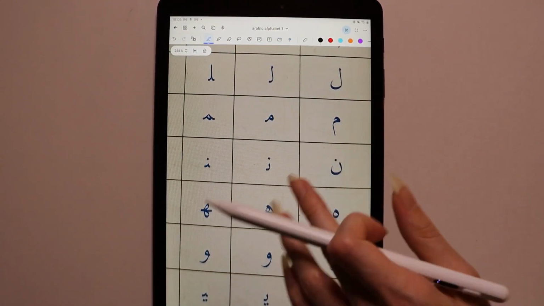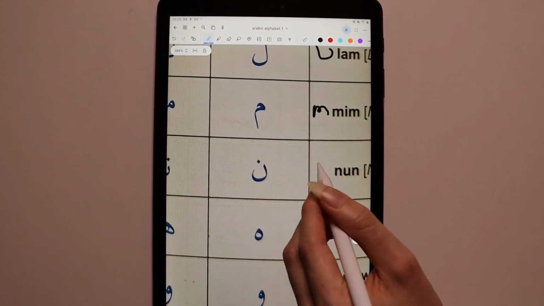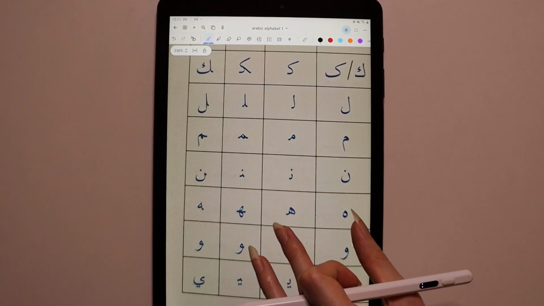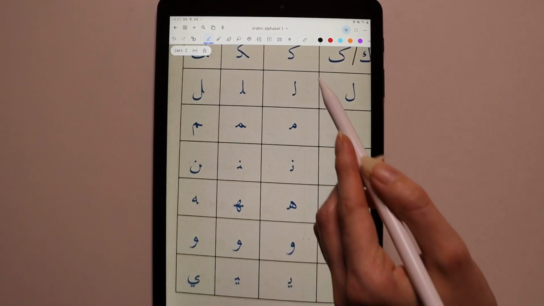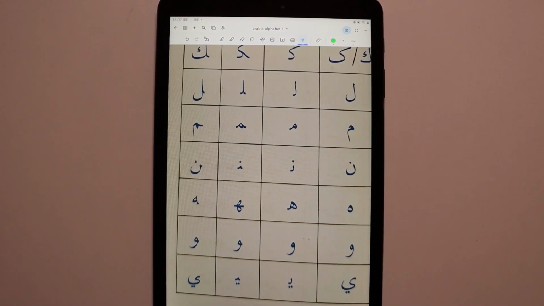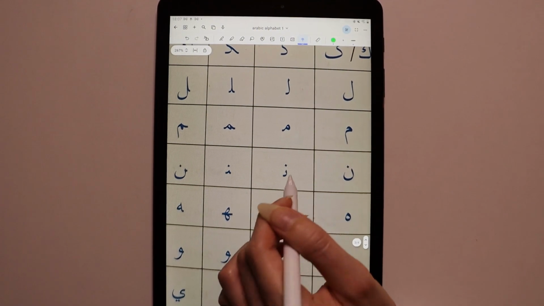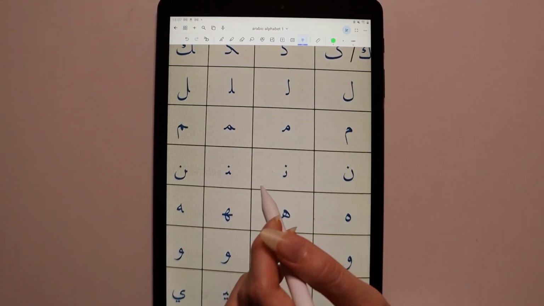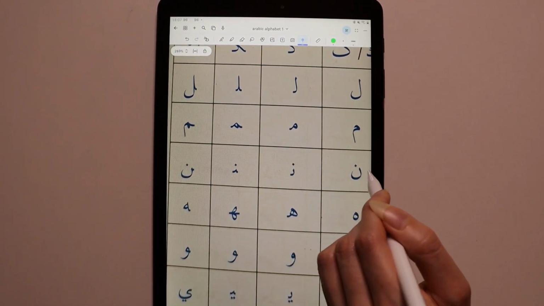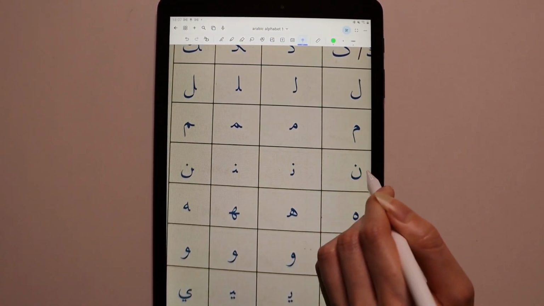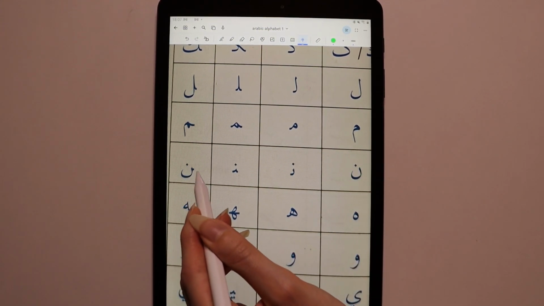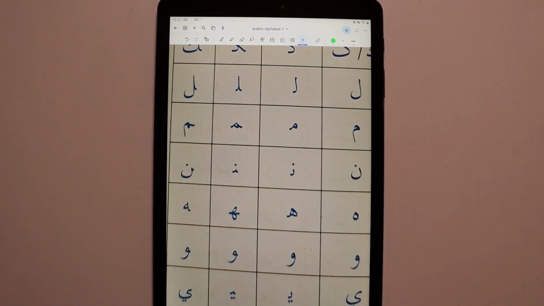Then we have the noon. Noon is an N sound. And the noon again kind of reminds you of the ba, ta, and tha, I feel like, because it looks like the ba, the ta, and the tha at the beginning or in the middle, but at the end it stays like the isolated form, a really downwards half circle, and then with a dot on top.